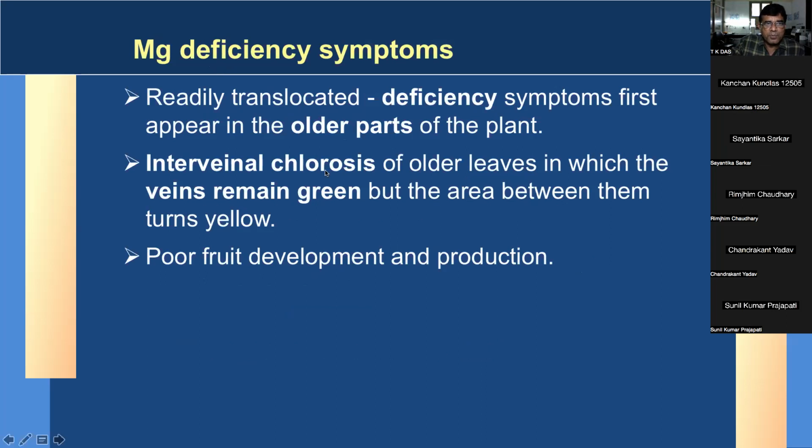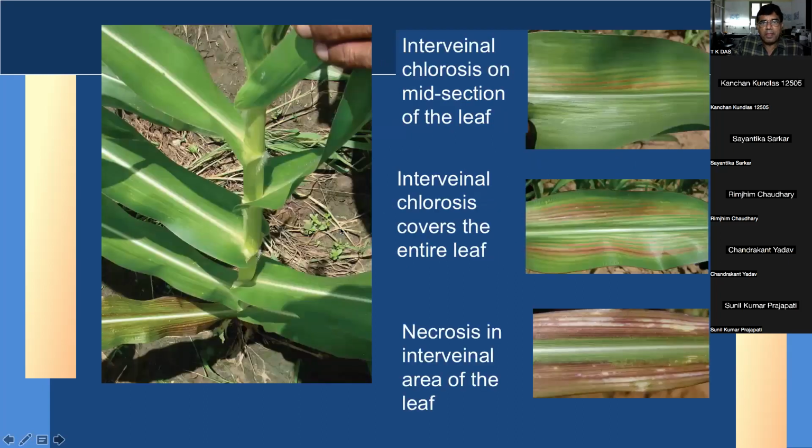Interveinal chlorosis, this is important. In magnesium deficiency, you can get interveinal chlorosis, meaning the area between the veins will get yellow or chlorotic on older leaves, in which the veins remain green, but the area between them turns yellow. Poor fruit development and production. Now you can see how this magnesium deficiency is affecting the maize crop. On the right side, you see 3 pictures of leaf. So it starts initially with the interveinal chlorosis on mid-section of the leaf.